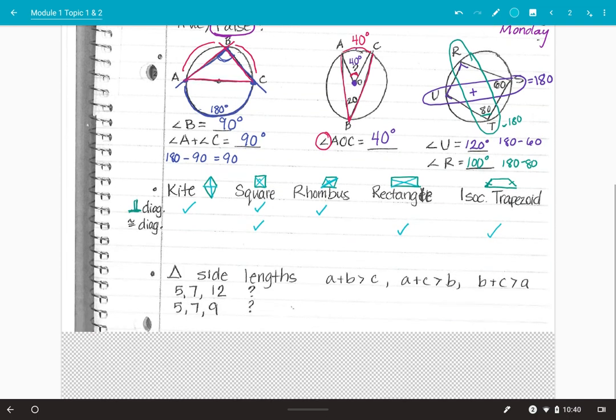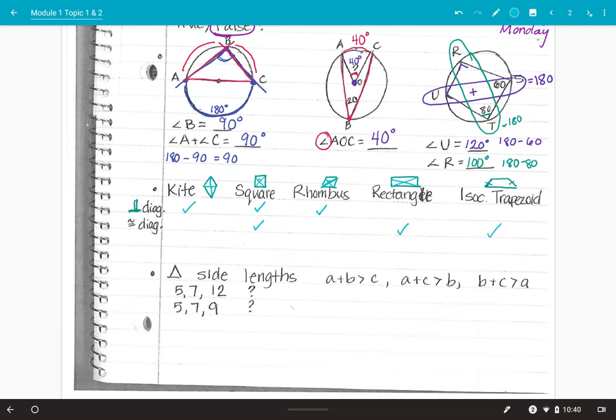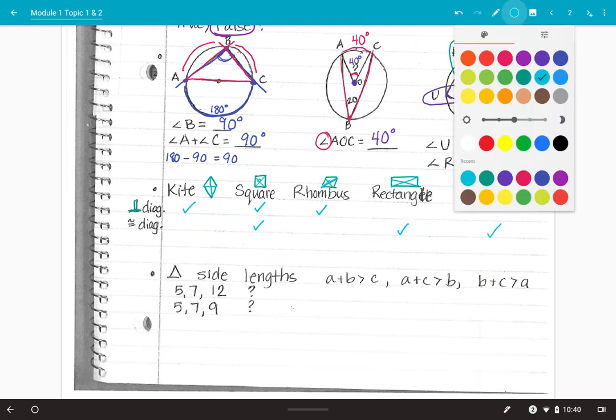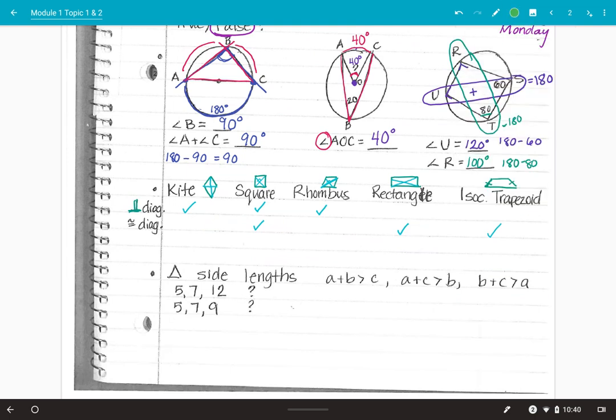All right, last one on this one. We need to decide if I give you three sides, will they make a triangle? Okay, so will it make a triangle? What you want to do is three different equations. If they are true, then it is a triangle. So all you're doing is the three different combinations.